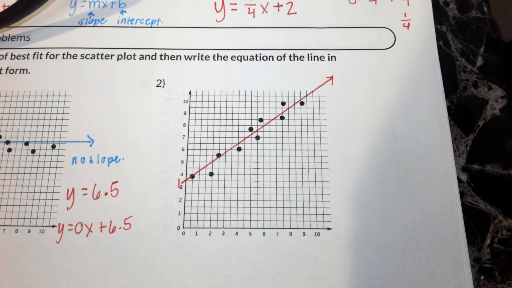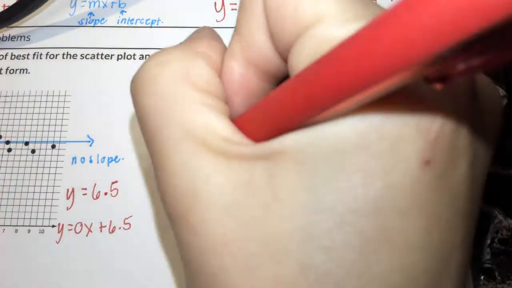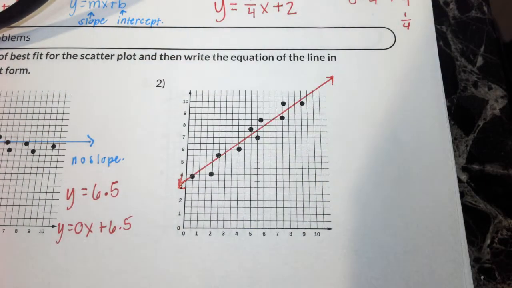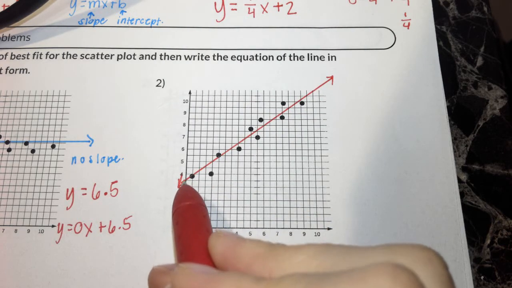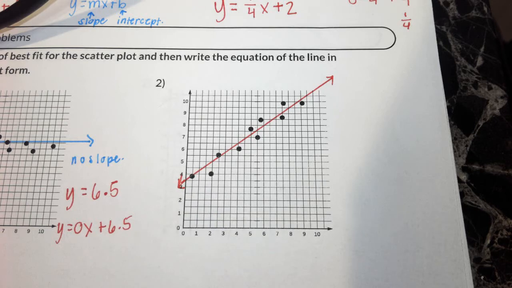Now, a little tip for you guys. If you are drawing your own line of best fit, I always try and make it go through your y-axis on a whole number. So if you look, I could have gone a little bit above, well, that's actually 3.5, but I tried to go exactly where it crosses one of those lines, because that tells you exactly where your intercept is.